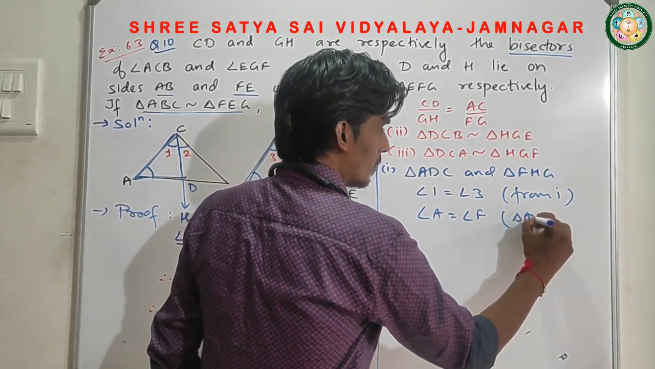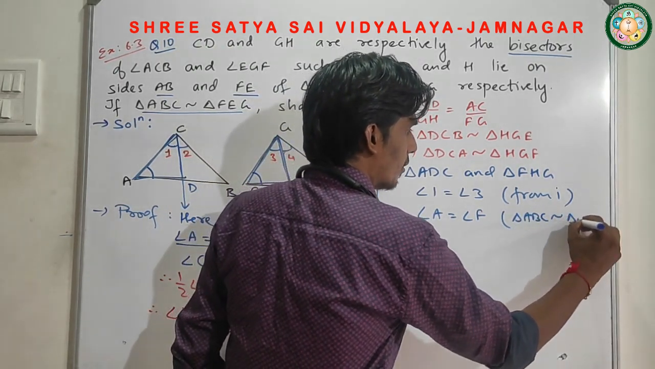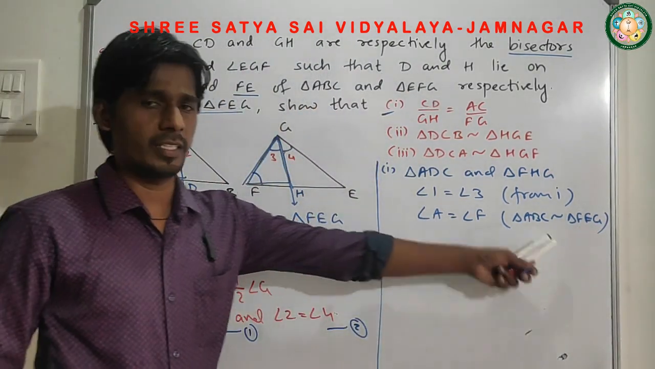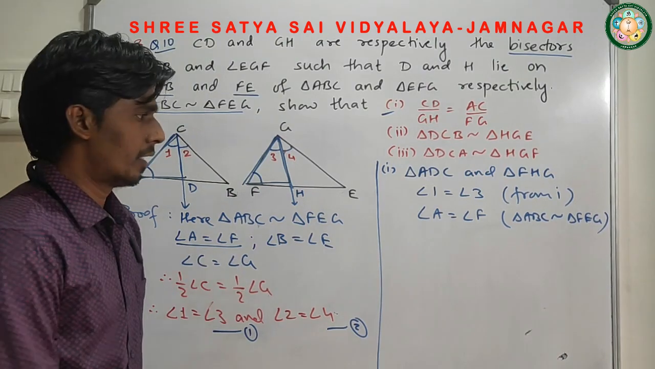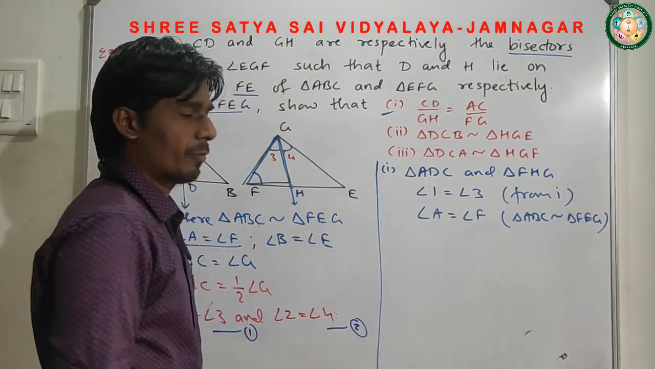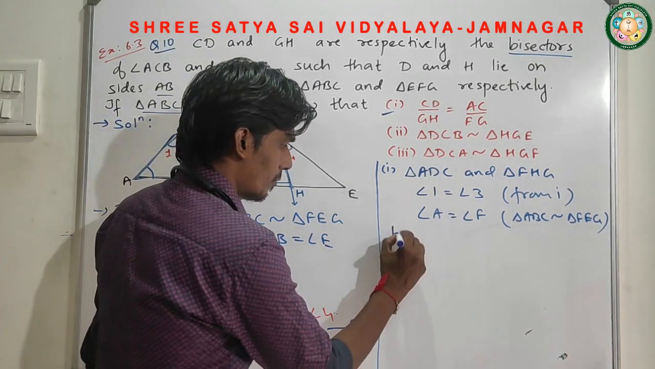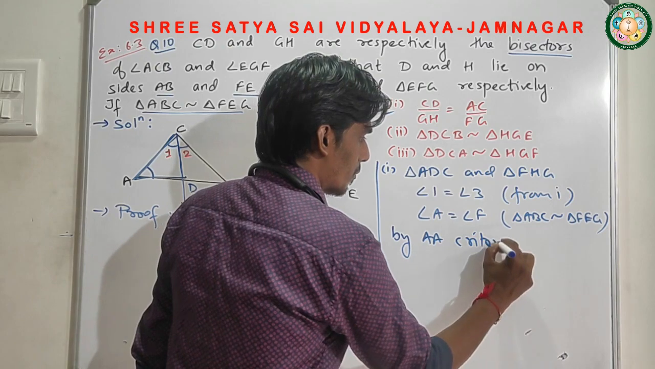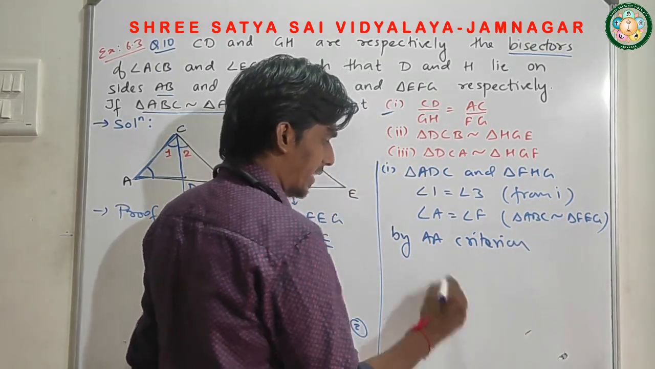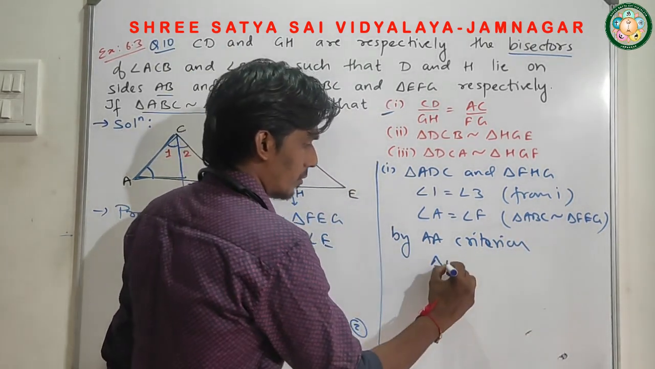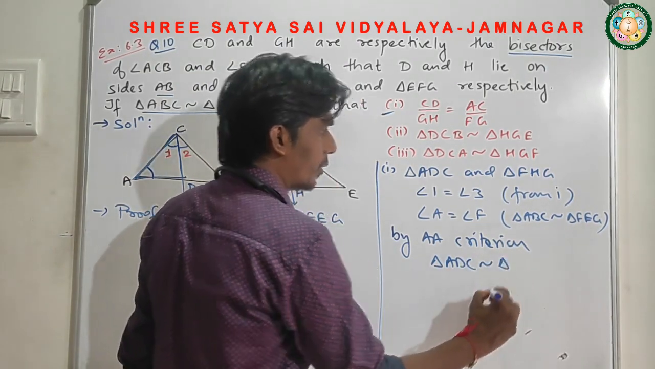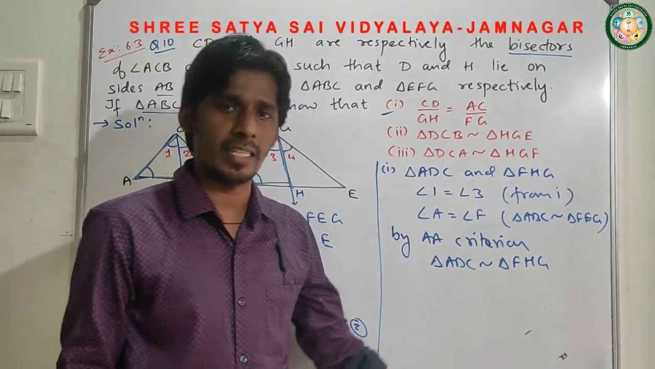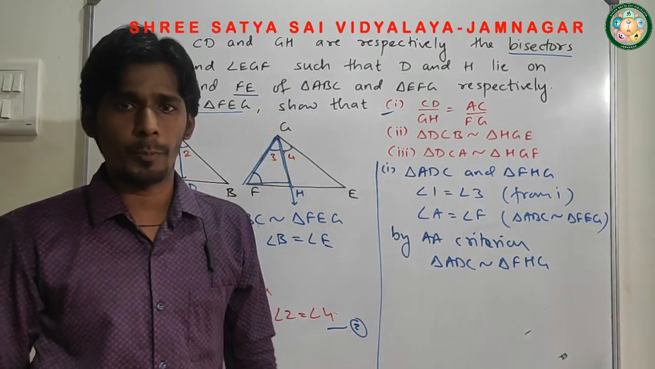As triangle ABC is similar to triangle FEG. This is the reason, which we have already mentioned here. Now, these two angles are equal. Now we know that by the angle criteria, we can see that triangle ADC is similar to triangle FHG. Now, if these two triangles are similar, then the sides are in proportion.